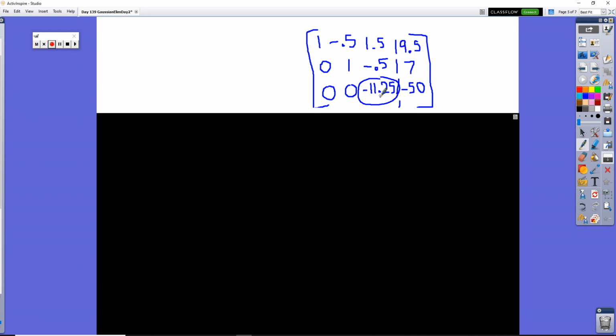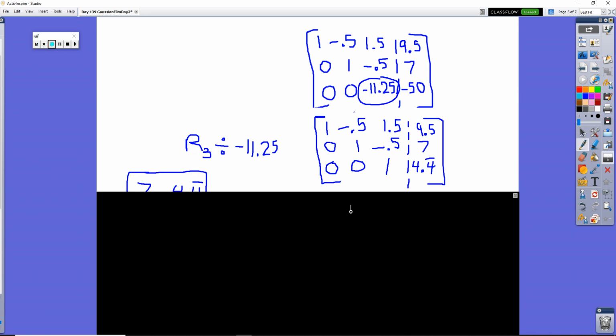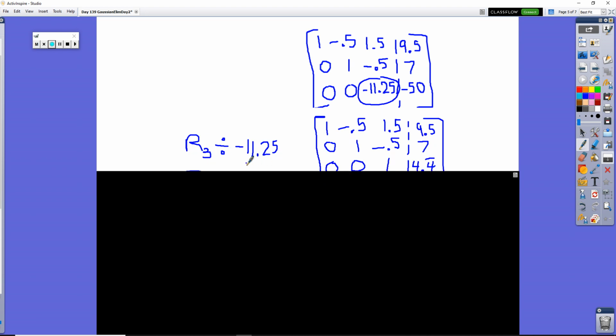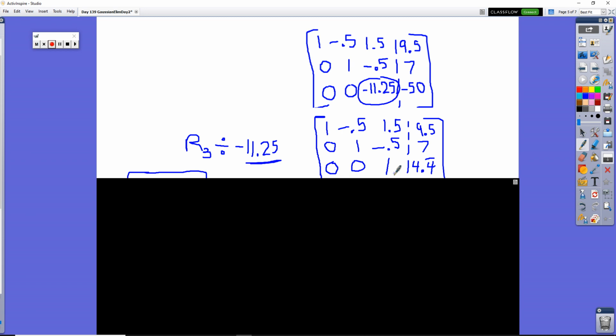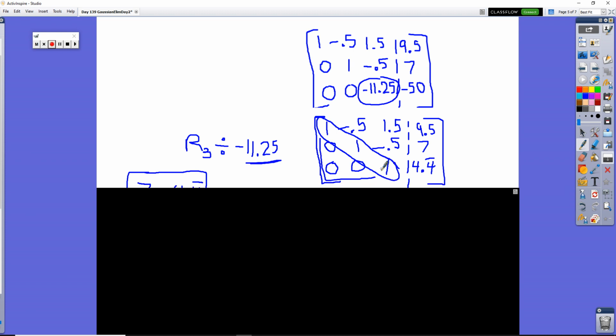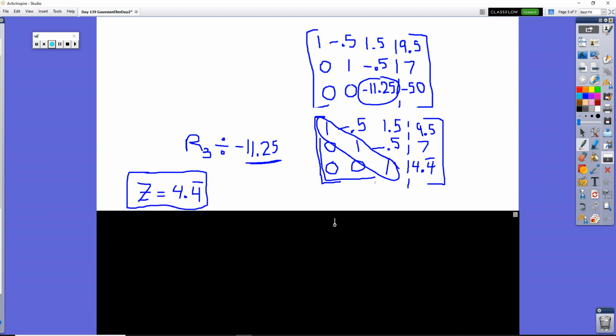So the way we turn things into ones is we divide by whatever number would make this a 1. In other words, I'm going to have to take that entire bottom row and divide it by negative 11.25. You're going to be surprised to find out that this problem actually gives us non-integer answers. So we've got our diagonal of ones and our triangle of zeros underneath it. This means I'm in row echelon form, and that bottom row is actually telling me the answer for z is 4.4 repeating.